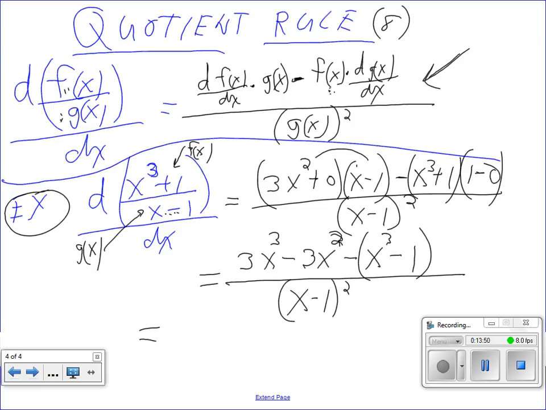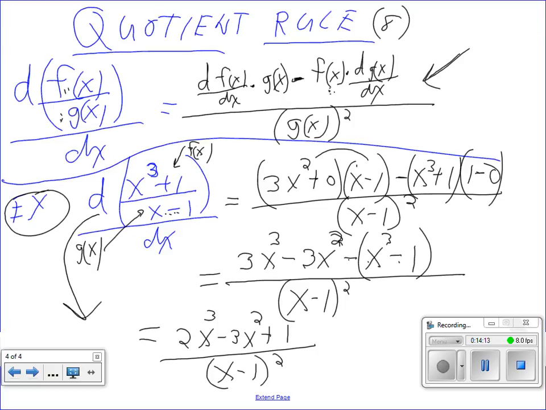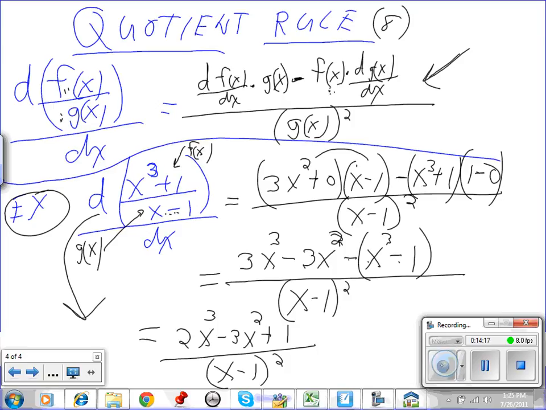And that would be what? Collecting my terms, it looks like I'm going to have a 3x minus a 1. I'm going to get a 2x cubed minus 3x squared minus a minus 1, that's a plus 1, all over x minus 1 squared. What is that? That's this derivative. Okay? That's the derivative of this quotient function.